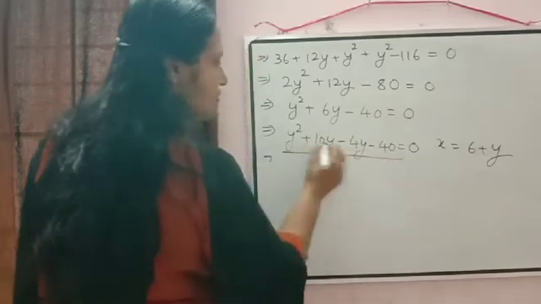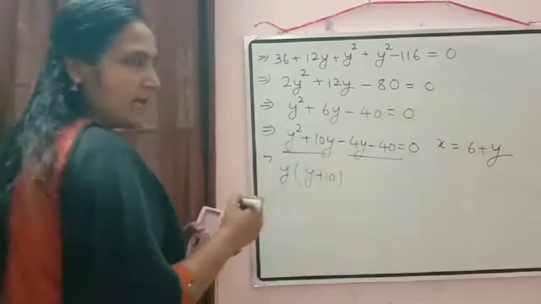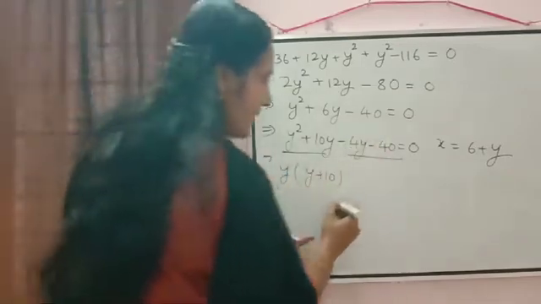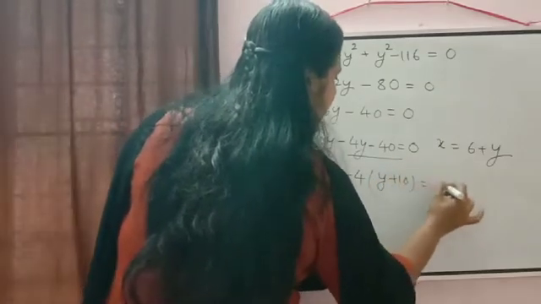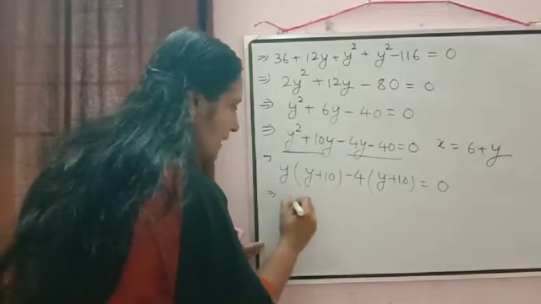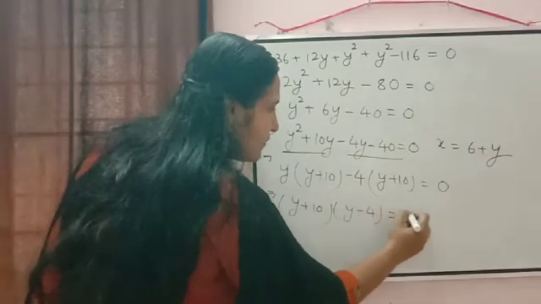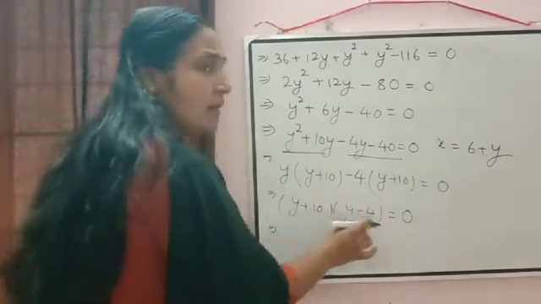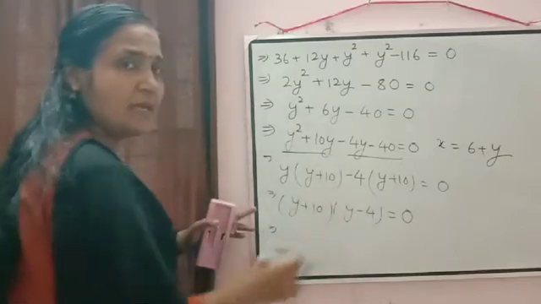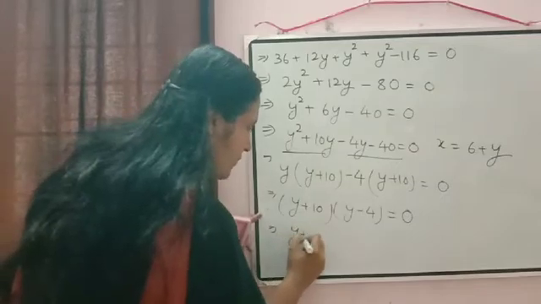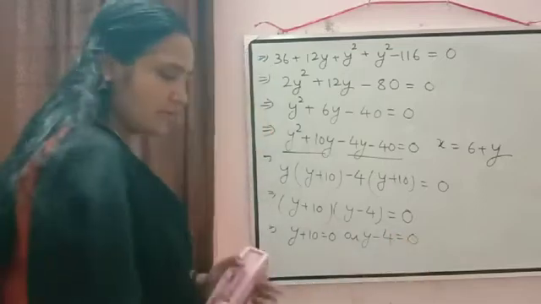Again, common factor in these two, y taken outside. Then inside the bracket it will be y plus 10. Here the common factor is minus 4 taken outside. Then the sign will change, and it will be y plus 10 is equal to 0. So again y plus 10 is a common factor, kept here. Remaining is y minus 4 is equal to 0. Product of two numbers is equal to 0, so this is possible when one number is equal to 0. So either y plus 10 is equal to 0 or y minus 4 is equal to 0.